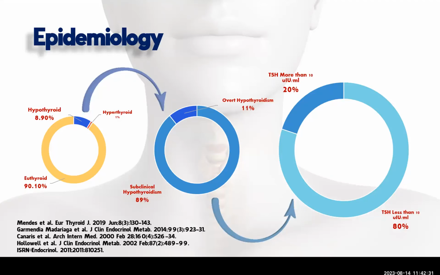Among patients with subclinical hypothyroidism, only 20% exceed the 10 micro international unit per mL, classified as being severe subclinical hypothyroidism, and the remainder 80% would be classified as mild subclinical hypothyroidism. So hypothyroidism is a common disorder. However, most probably it would be subclinical, around 90% of the patients, and most of the subclinical hypothyroidism is in the mild form, 80% of the patients.